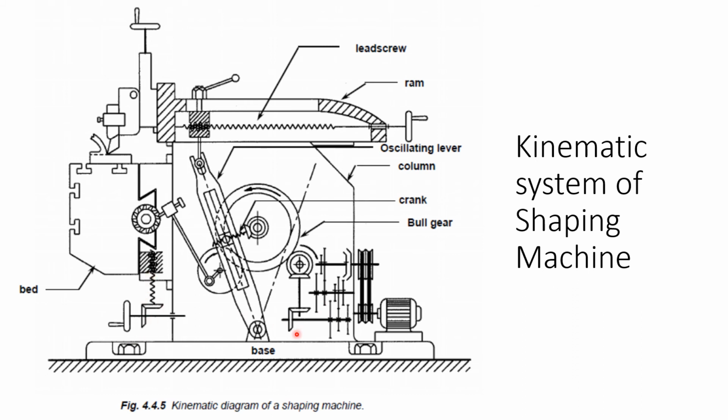Now there is the schematic of the kinematic diagram of a shaping machine. The central large bull gear receives its rotation from the motor through belt pulley, clutch, speed gearbox, and then the pinion. The rotation of the crank causes oscillation of the link and thereby reciprocation of the ram, and hence the tool in a straight path.